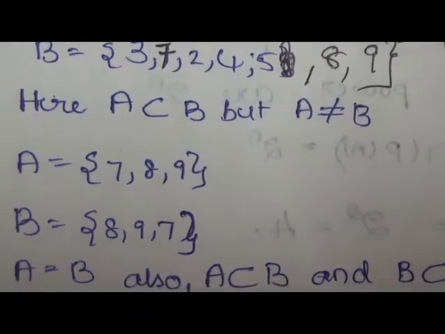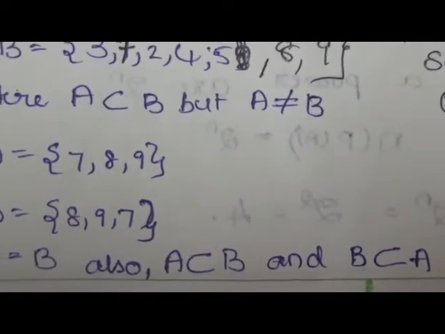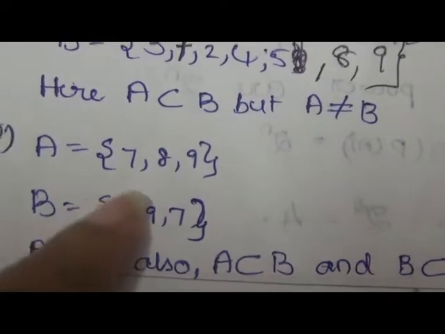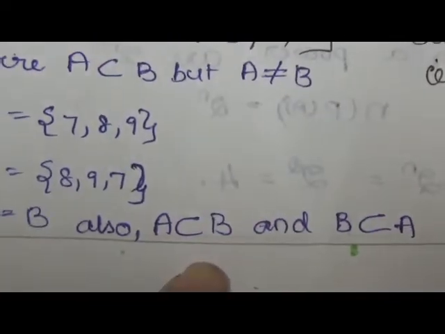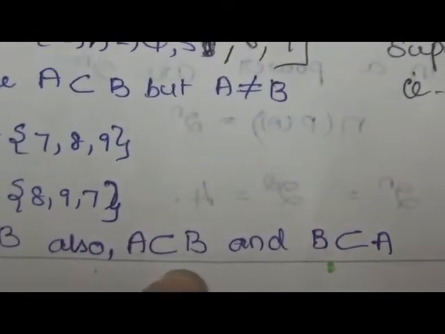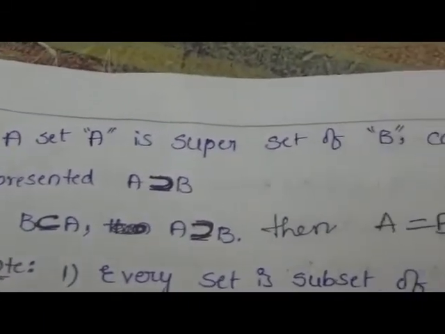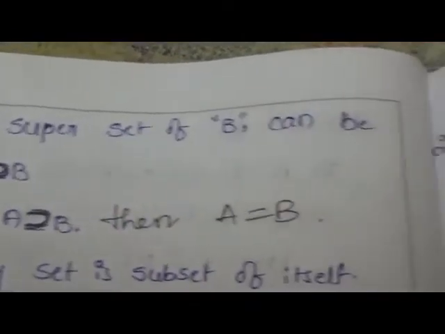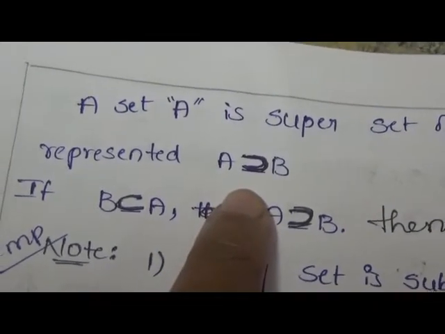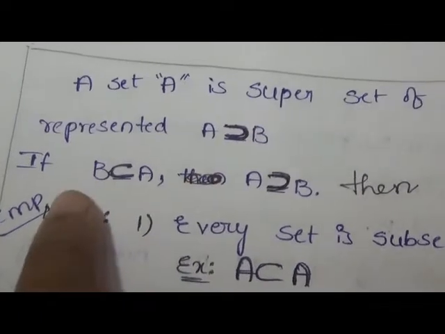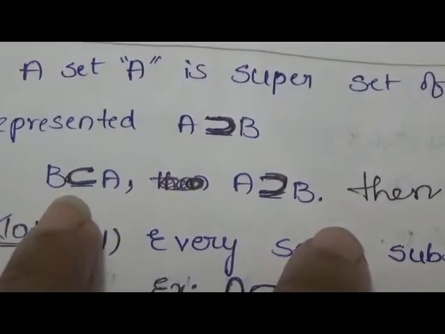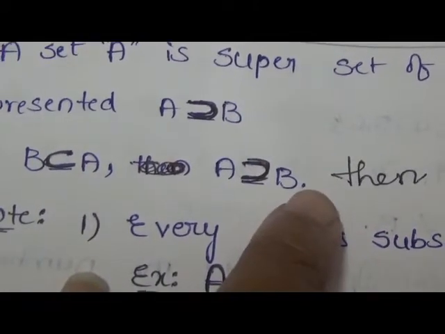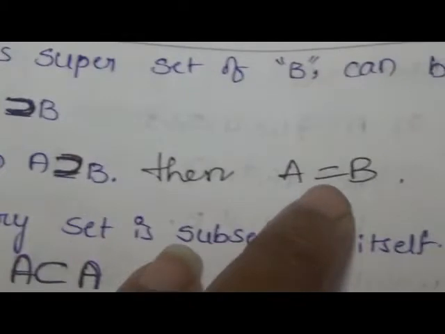Why? Because all the elements in A belong to B. And also B is a subset of A. Yes, it is also correct. Why? Because all the elements in B belong to A. Hence, both the sets are equal sets, and A is a subset of B and B is a subset of A. So here A is a superset of B, which is represented like this. If B is a subset of A and A is a subset of B, then A is equal to B. Means all the elements in B belong to A and all the elements in A belong to B. These two are subsets of each other. Hence, these two are equal sets.